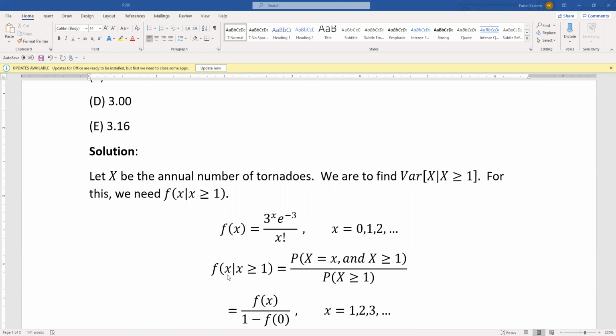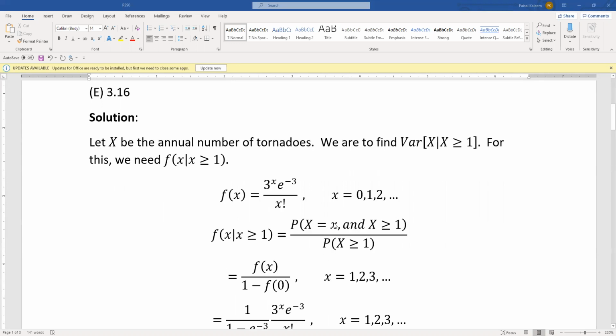Now we need f(x | X ≥ 1), so that would be equal to the probability that X equals x and X ≥ 1, divided by the probability X ≥ 1. So the probability X equals x is just f(x), and the fact that X is greater than or equal to 1 is taken care of here. So instead of starting from 0, 1, 2, now we start from 1, 2, 3, and so on, because greater than or equal to 1.